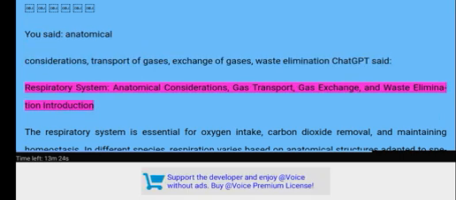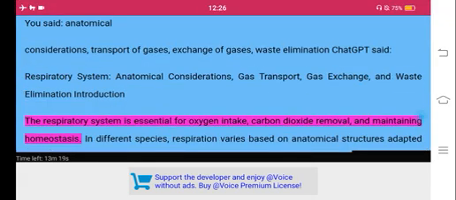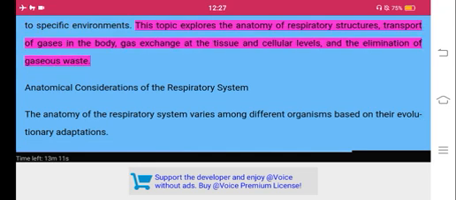ChatGPT said: Respiratory anatomical considerations, gas transport, gas exchange, and waste elimination. Introduction. The respiratory system is essential for oxygen intake, carbon dioxide removal, and maintaining homeostasis. In different species, respiration varies based on anatomical structures adapted to specific environments. This topic explores the anatomy of respiratory structures, transport of gases in the body, gas exchange at the tissue and cellular levels, and the elimination of gaseous waste.